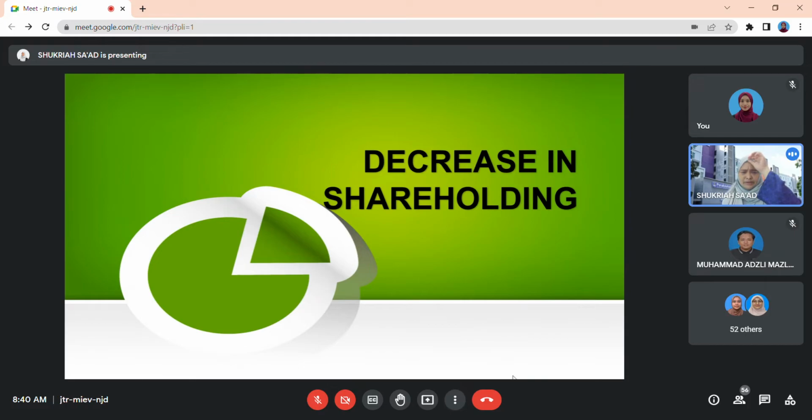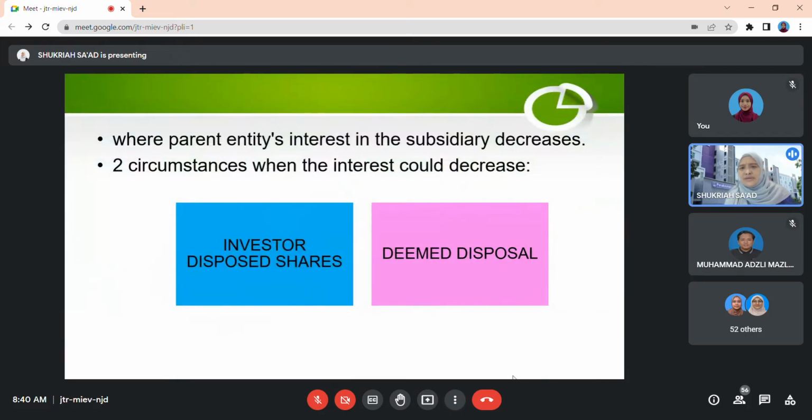Okay, so decrease in shareholding. When parent entity's interest in the subsidiary decreases, which is opposite with the increase. Kalau increase, the percentage of controlling interest will increase, but for decrease, the percentage of controlling interest will be decreased. So there are two circumstances when the controlling interest could decrease. One is when investor disposes shares, opposite of piecemeal acquisition in stages, acquisition 1 followed by second acquisition. Same goes to this case where investor might dispose a certain percentage. The second circumstance is through deemed disposal.